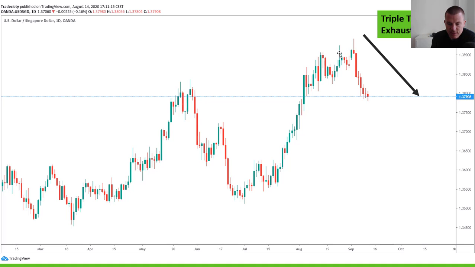You can see each push is weaker and weaker. The bulls are less and less strong. They can push the market higher. You can see we almost don't even get a higher close. You have very long wicks, which already show you signs of exhaustion. And when you can see the third one with the pin bar, then you can see, okay, the market is really slowing down.